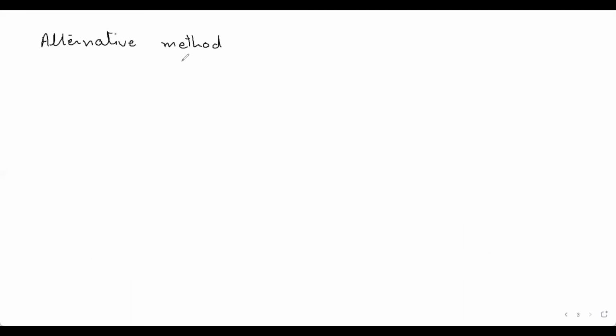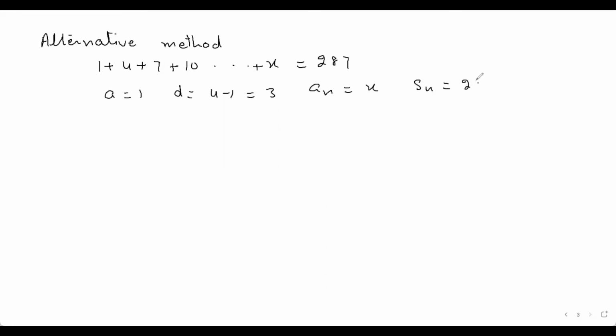I'm going to write one alternative method here. So our question was 1 plus 4 plus 7 plus 10 plus x is equal to 287. I am to find the value of x. Here a is 1, d is 4 minus 1, that is 3, an is equal to x, and Sn is equal to 287. Generally, we write this formula. Sn is equal to n by 2 into (2a plus (n minus 1) d).